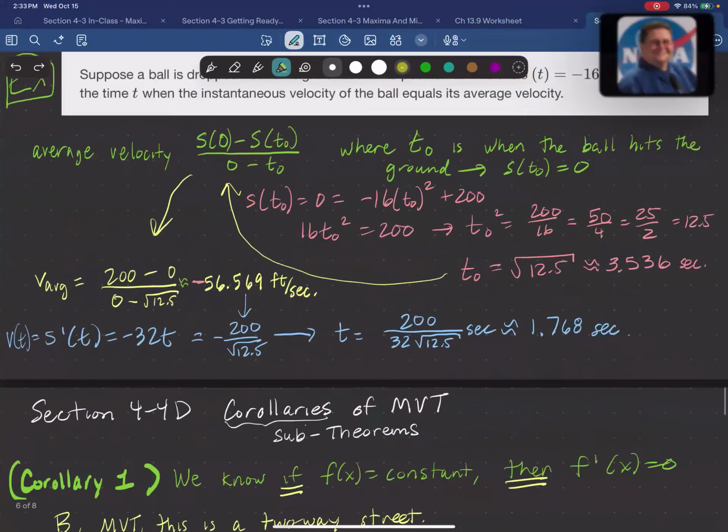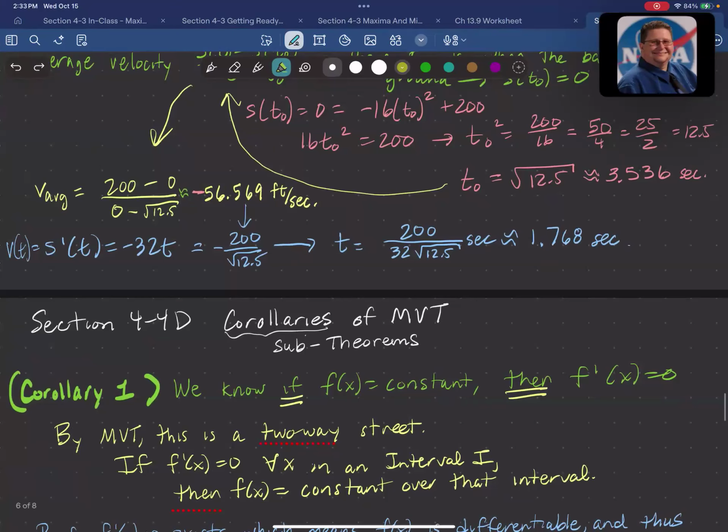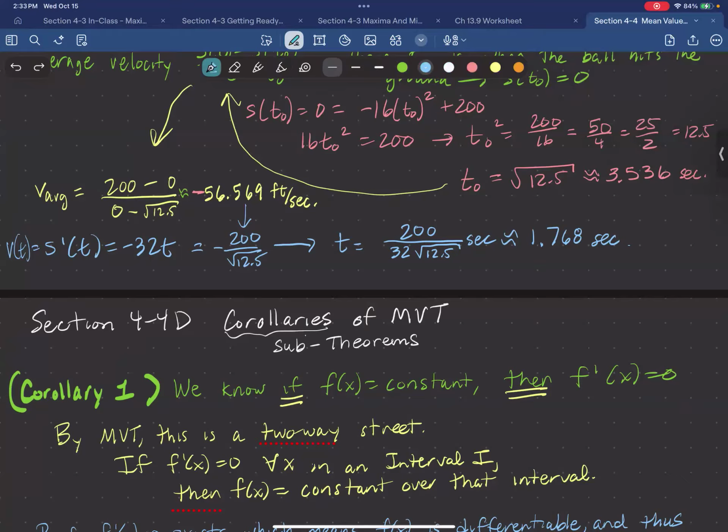Let's do it. Corollaries of the mean value theorem. Corollary 1: we know that if f(x) equals a constant, then f'(x) equals 0. That's how it already was. But by the mean value theorem, this is a two-way street, which means we can apply the "if" here and put the "then" there.